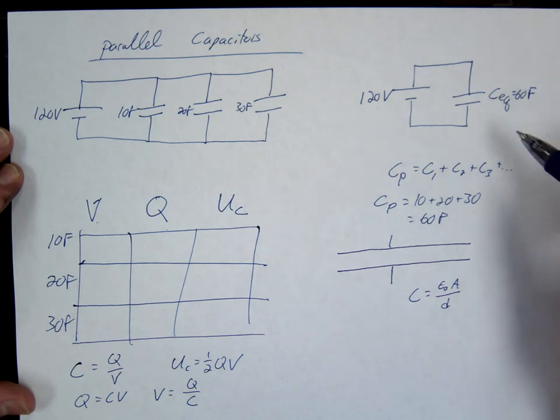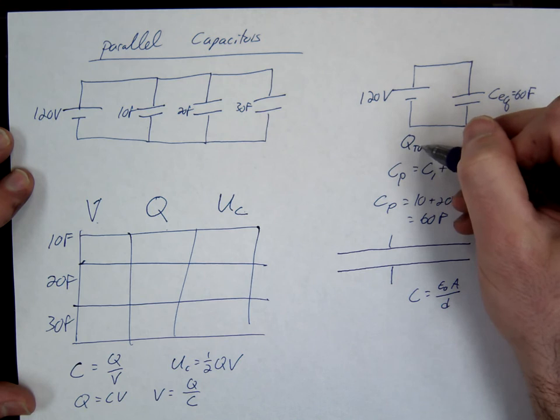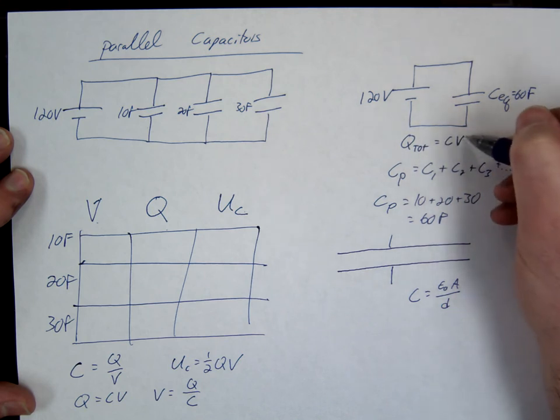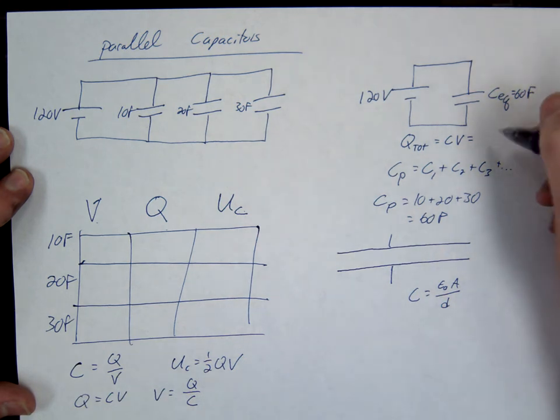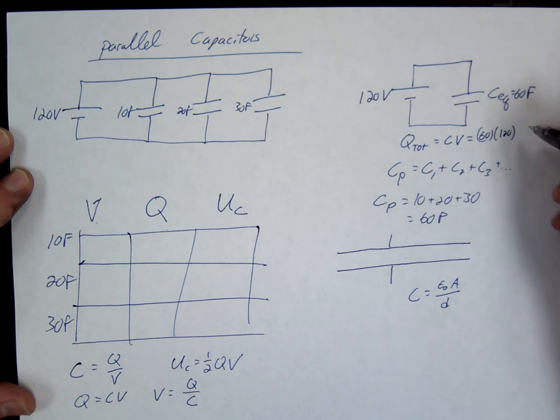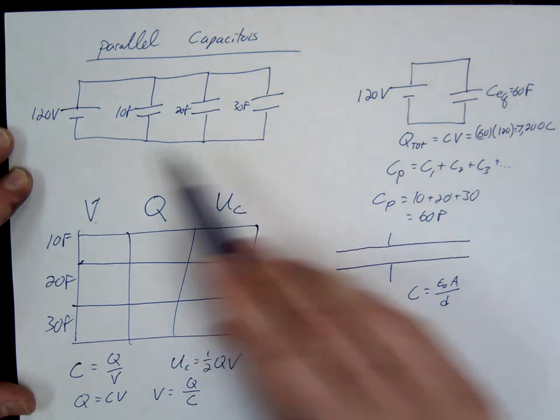All right, let's solve for missing things. I know V and I know C. What am I missing? Q. So we're going to go ahead and find Q. We could call this Q total. This would be simply C times V. We're going to use this version of Q. So that's 60 times 120, 720. No, 7,200. Remember the charge is in coulombs. So this will be my total charge on all of them combined.